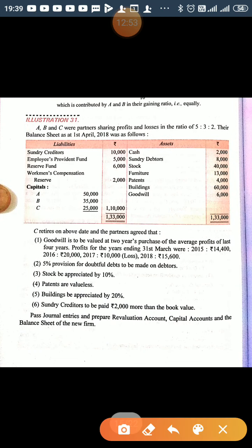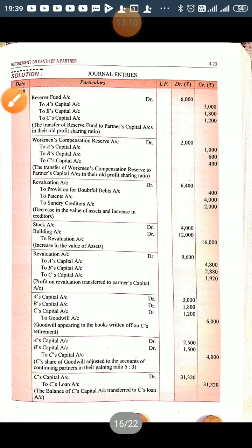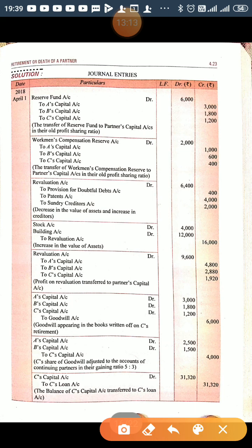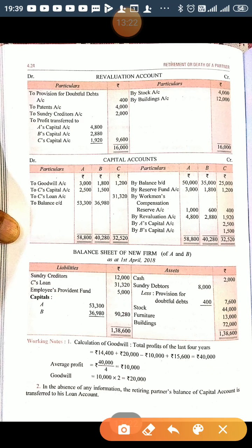The next item given in the balance sheet is building. Building is appreciated by 20%. Right now building is having a 60,000 balance. So 20% of the 60,000 is 12,000. So an increase in value of an asset is a gain for the business. So building account debited to revaluation account, this 12,000 is added to the 16,000. We will post into the ledger, revaluation account on the credit side, by building 12,000, and in the balance sheet building, 60,000 plus 12,000, 72,000.